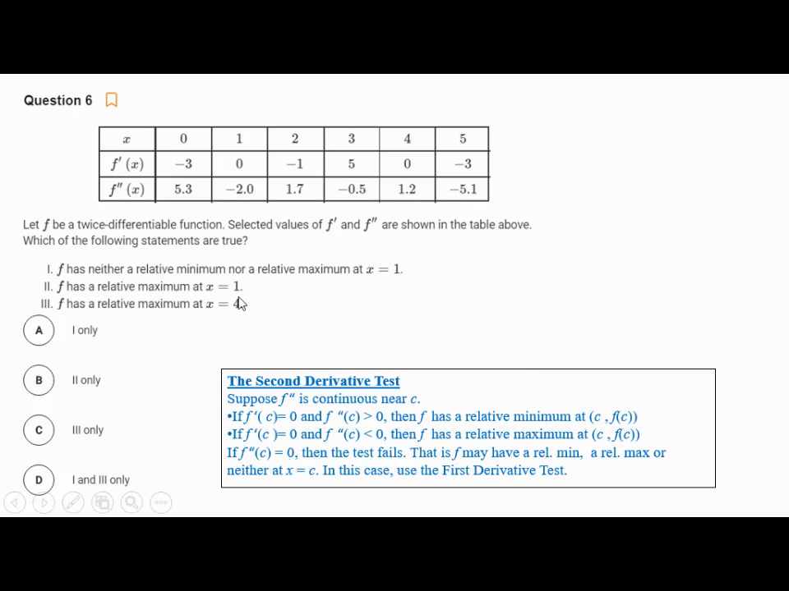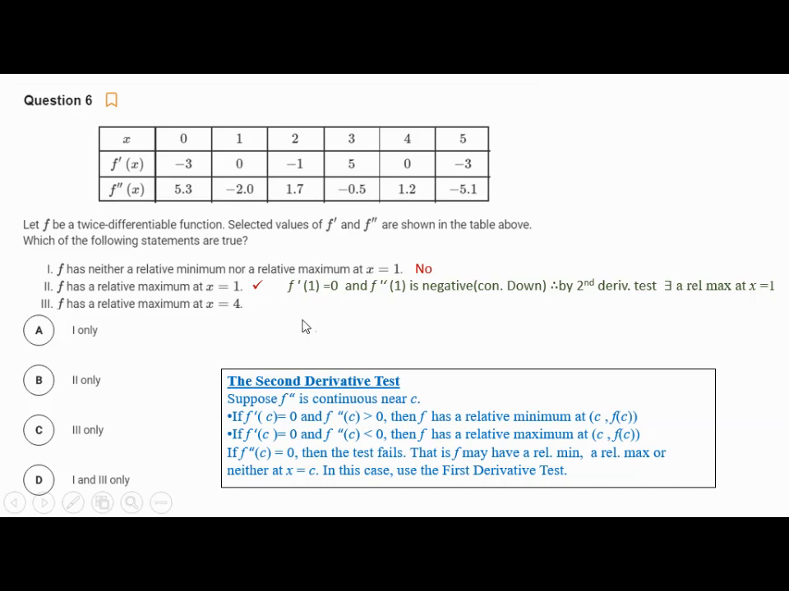So let's see. They're talking about 1 and 4, probably because our table shows that at 1 and 4, the first derivative equals 0. So if I look at that, the first derivative at 1 is 0, and the second derivative at 1 is -2, which means that second derivative is negative, therefore it's concave down. So by the second derivative test, there exists a relative max at x equal to 1, which means then option 1 would be no, because it says neither a relative minimum nor a max. And option 2, yes, because it does say that it's a relative max.